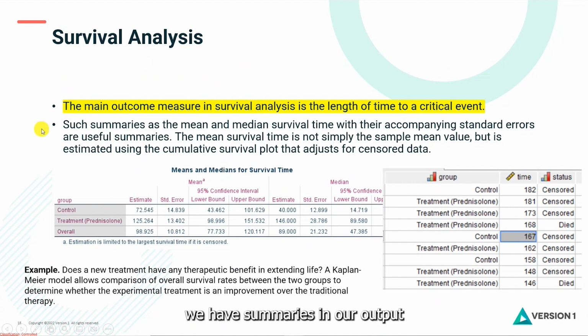And again, we have summaries in our output, so mean and median survival times. The mean survival time is not simply the sample mean value, but it's estimated using the cumulative survival plot that adjusts for censored data. So this is why we use survival analysis, because we have this censored data. Here you can see if we're looking at mean survival time, we've got control here and treatment here.